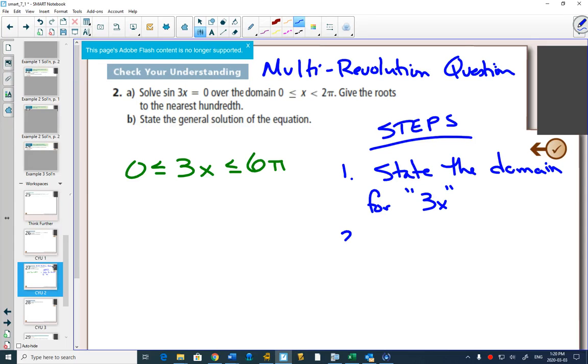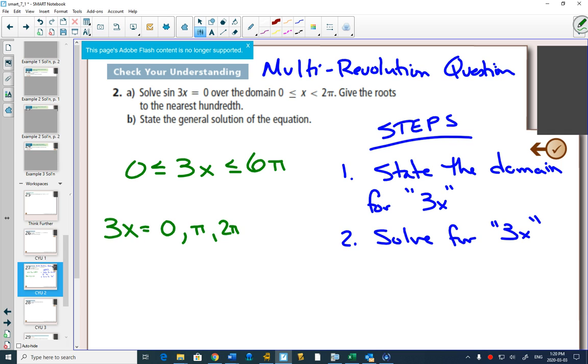Step 2, solve for 3x. In other words, if this was sine theta equals 0, you would next write theta equals and write all the answers. So our angle is 3x, so we're going to write 3x equals and write down all of the answers. Now, when is sine equal to 0? So on your pi plate, it's the y coordinate. When is it equal to 0? It's equal to 0 at 0, pi and 2 pi.